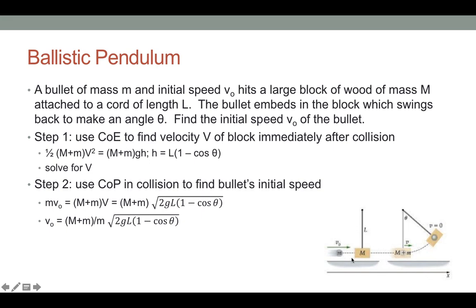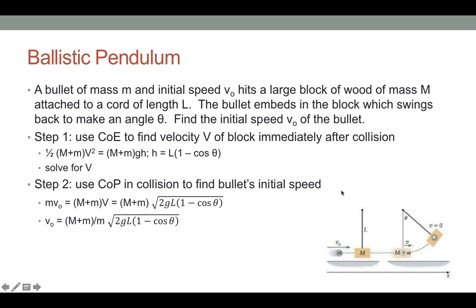We also could take this block right here, rather than attach it to a string and make it a pendulum, we could attach it to a spring and have it compress a spring after it gets hit by this bullet. Or we could put it on the edge of a table and let the block fly off the table and land on the floor. But in any event, it always comes with a small mass moving at a high velocity, hitting a heavy mass that is initially at rest. And we have always set it up so some way we can calculate what the final velocity of the block is after the collision.